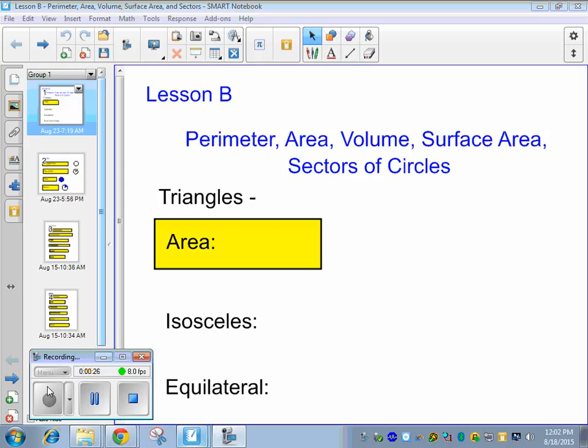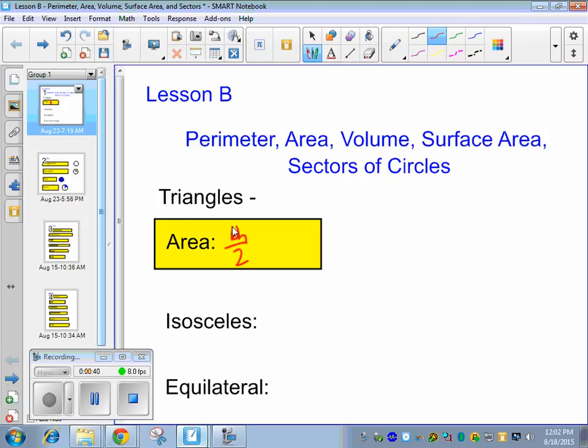All right. So triangle. How many of you guys know the formula for every triangle? Silence. Anyone? Anyone? Yes. Thank you very much. Base times height divided by 2. All right. Put these in your notes even if you already know.